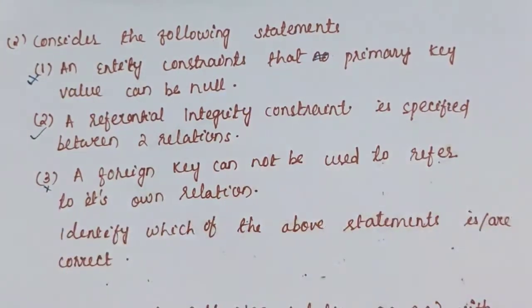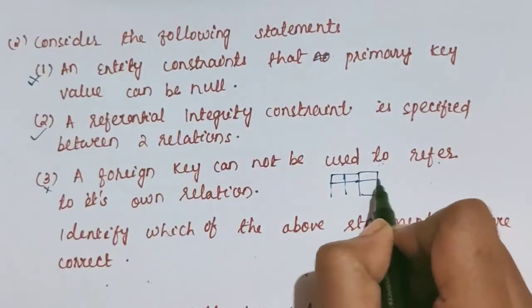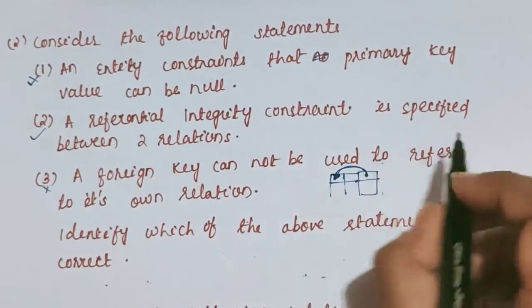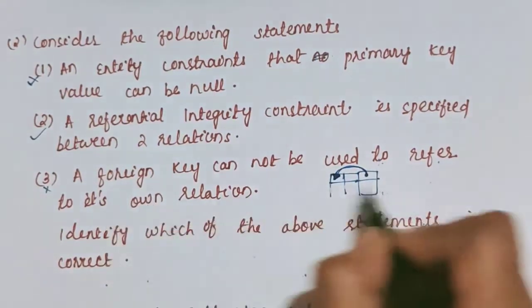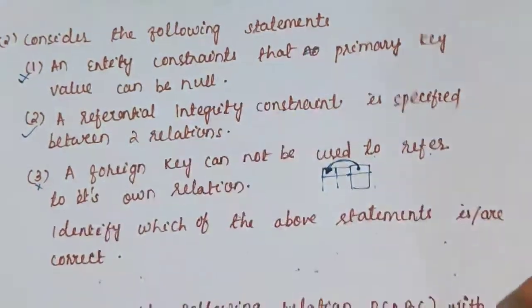And a foreign key cannot be used to refer to its own relation. It is wrong. A foreign key, see, if one table is given, then it can refer to that same table. So a foreign key can be given within one relation; its own relation also it can be used. So option 2 is the only correct one.